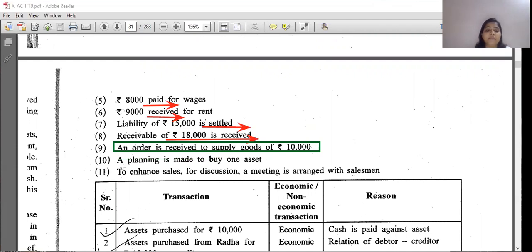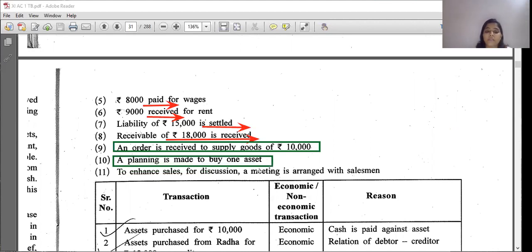A planning is made to buy an asset. You had not bought an asset. You are planning to buy an asset. See, you will be planning to buy a two-wheeler, but you had not bought. So planning is not an economic transaction, so it is a non-economic transaction.